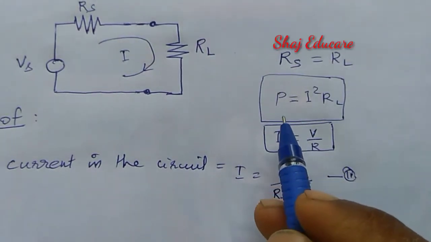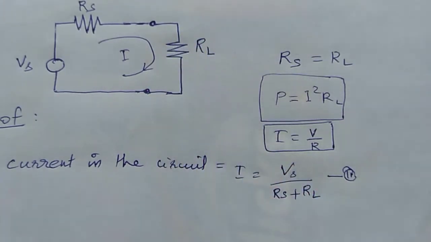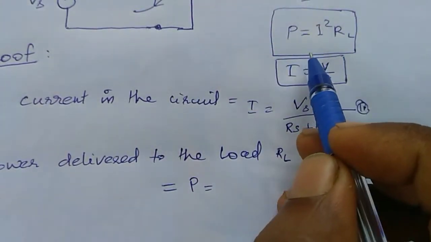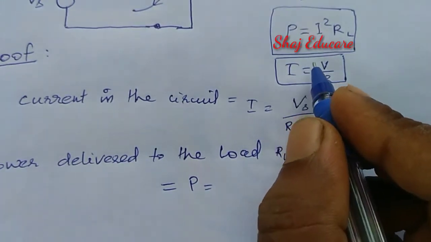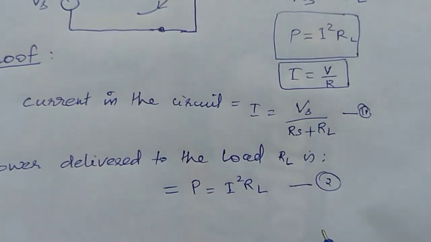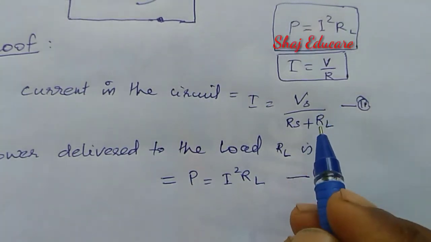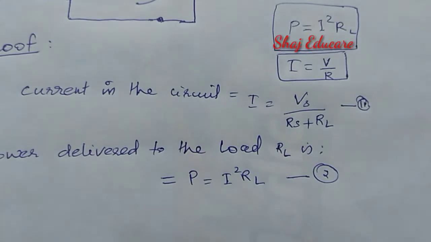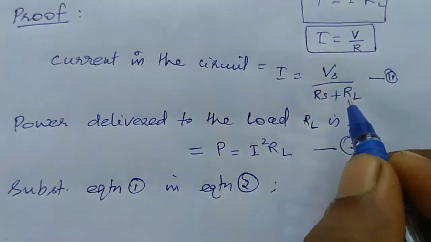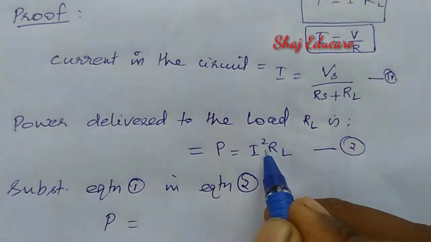Now let us find the power delivered to this load, or the power developed across this resistance. Power delivered to the load, P, is equal to I square RL, the basic equation for power. Before proceeding, let us mark it as equation number 2. Now let us substitute equation 1 into equation 2. We are going to replace the expression for current using equation 1. That is what I have written here. Then the expression for the power changes.